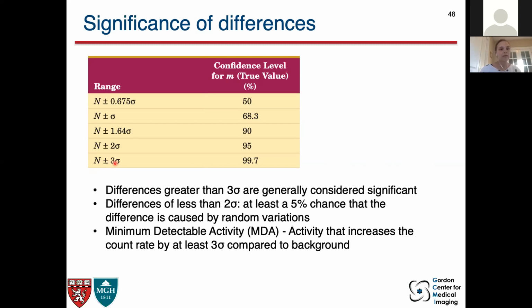And if you have a difference of less than 2 sigma, the confidence level is 95%, so you will have at least a 5% chance that the difference is caused by random variations, and it's not a real difference. And you typically talk about minimum detectable activity, which is the activity that increases the count rate by at least 3 sigma compared to background, which is when you can say that you are actually measuring something. It's not just a variation in your background.